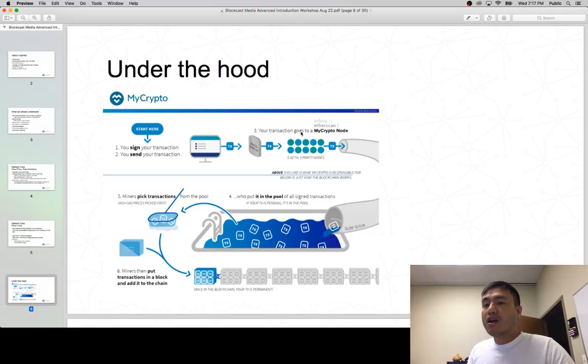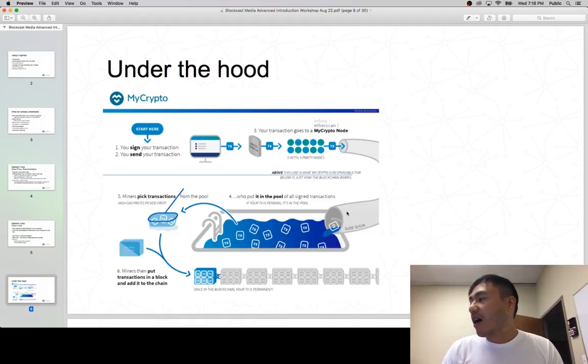When you sign that transaction, it goes into the MyCrypto node. MyCrypto has a bunch of nodes that are connected to the blockchain and continuously broadcasting transactions out into the network so that they can get put into a block. So it goes down this slide of fun, as they've described it, into a big pool of transactions. All the people who are sending transactions into the Ethereum network get put into this big pool of signed transactions.